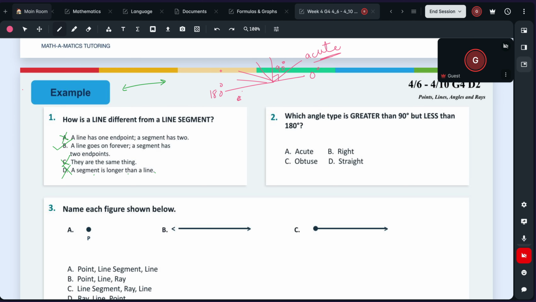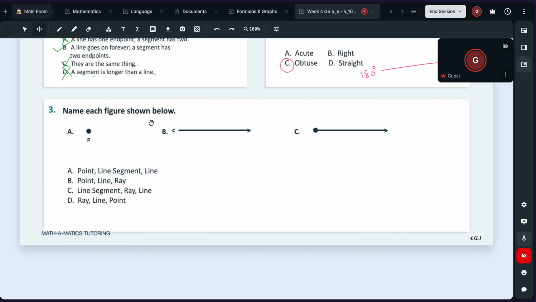Let me write it here: obtuse angle. Which angle type is greater than 90 but less than 180? That would be obtuse. Acute angle, right angle, obtuse angle. We have discussed that. A straight angle is an angle of exactly 180 degrees, which makes a straight line.